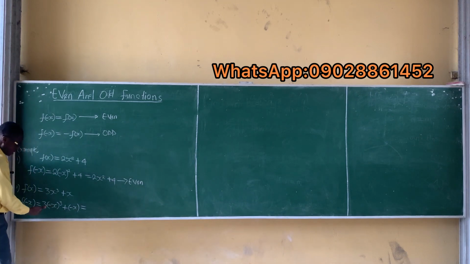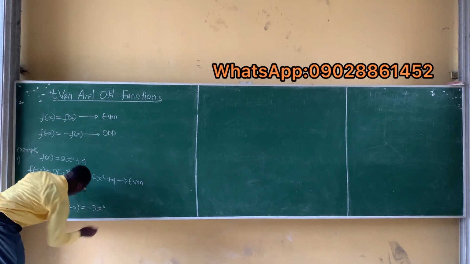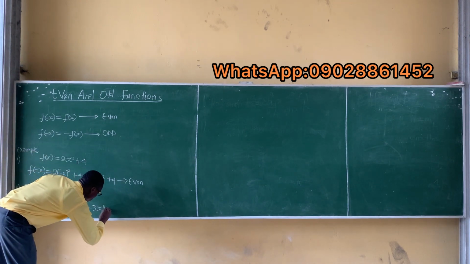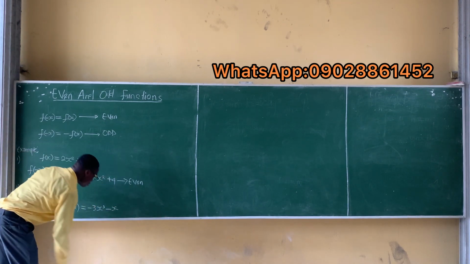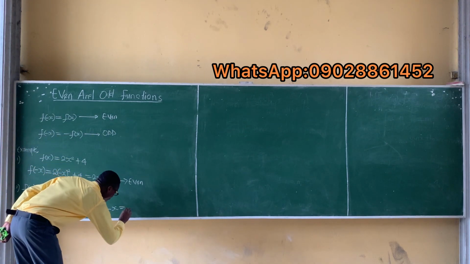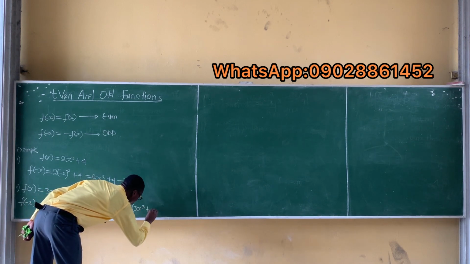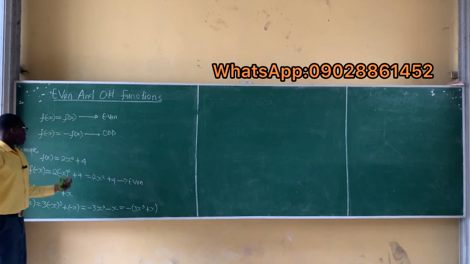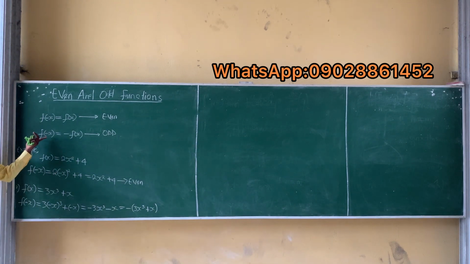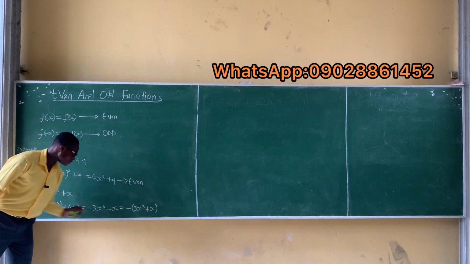So we have minus x cubed, and minus times 3 gives minus 3x cubed, and then minus x. But minus is common, so we can factor out minus. We are going to have minus into 3x cubed plus x. So you see that when we take x to be negative, we obtain the negative of the function itself.